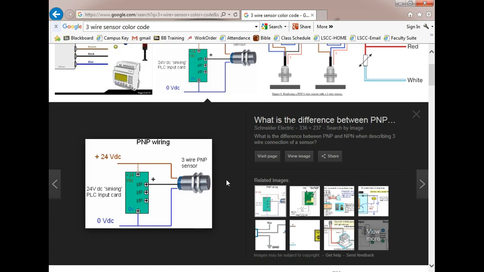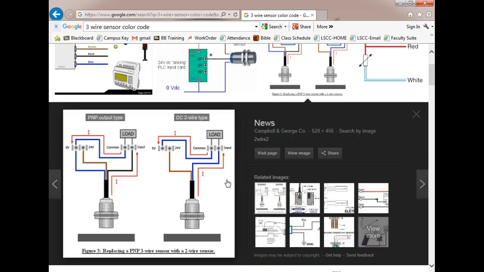Now this is a PNP sensor, which means it does what? It sources. So that's why they got the signal wire labeled 12. So the PLC would be sinking. Yeah, so the PLC would be sinking the sensor source. Now y'all understand that? That's enough. So this is good too. So this is a PNP sensor.